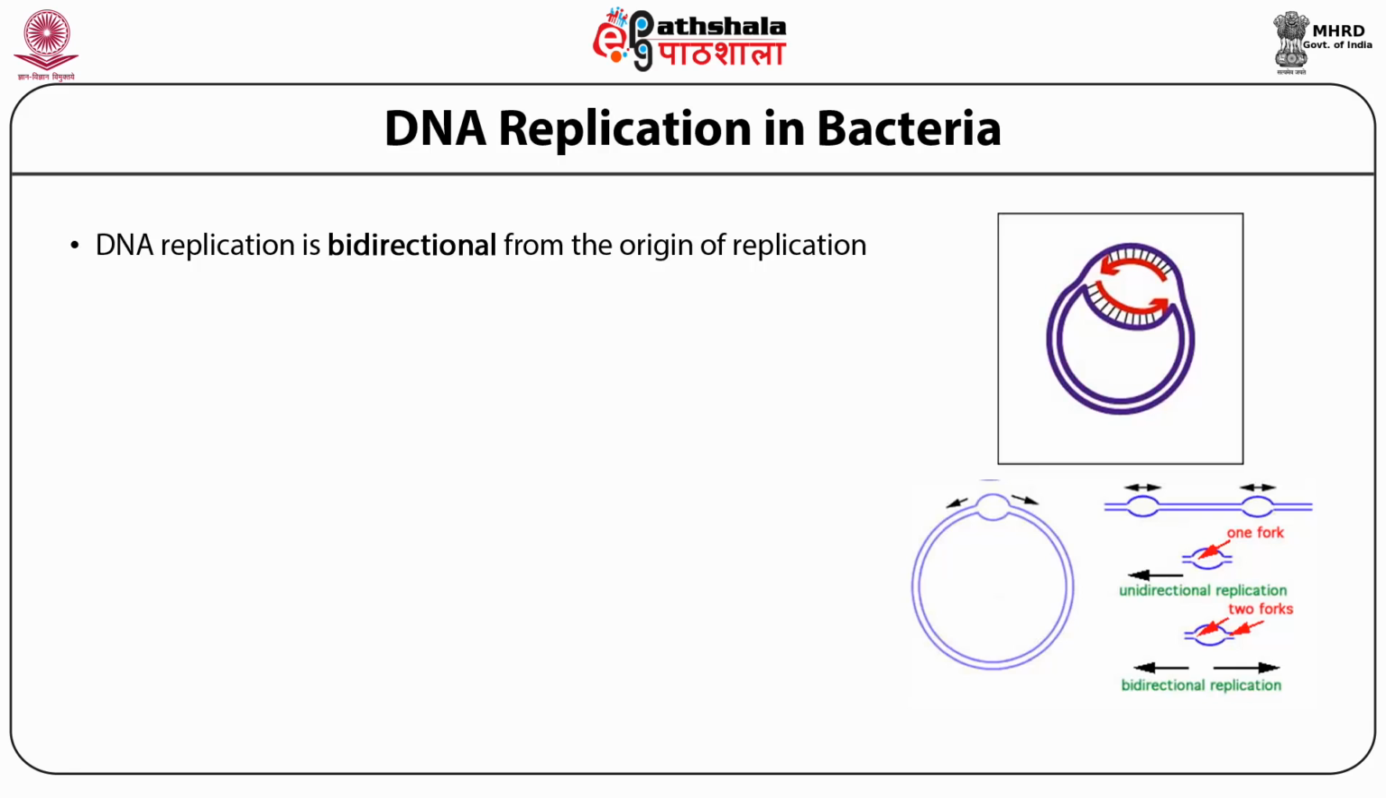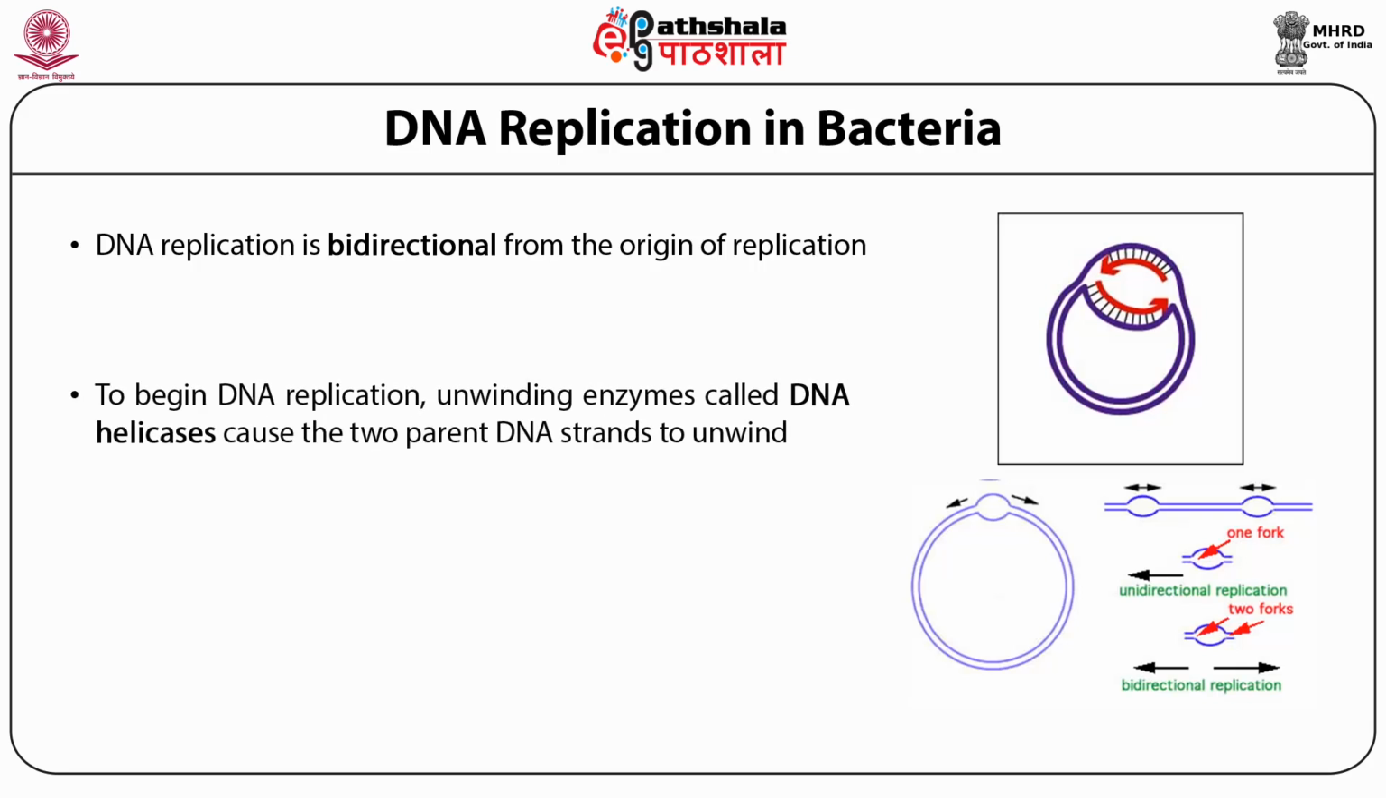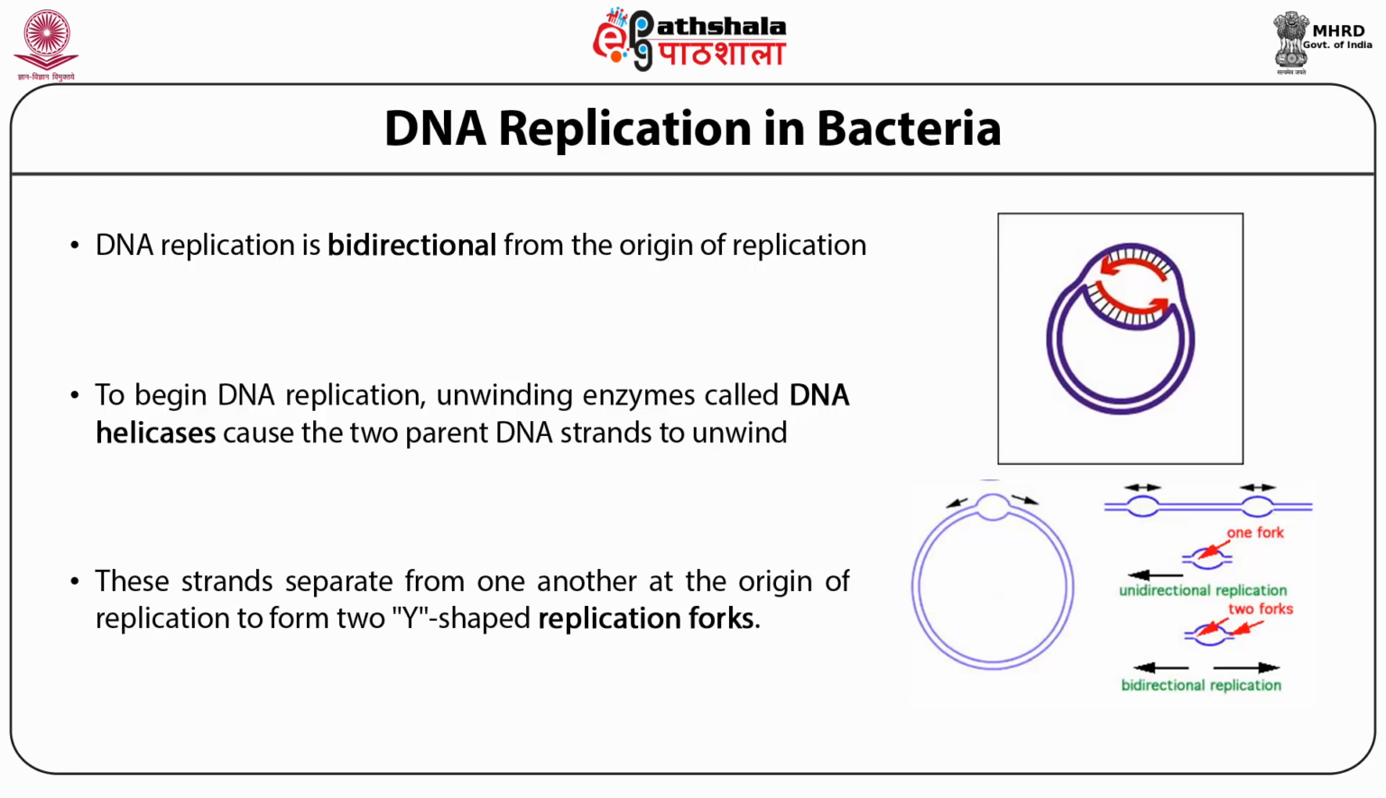Now, how does this separation of DNA take place at the origin? This is by a group of enzymes called DNA helicases. Their role is to unwind the two parent strands of DNA, and they form two replication forks which are Y-shaped, and these are bidirectional in the case of bacteria.